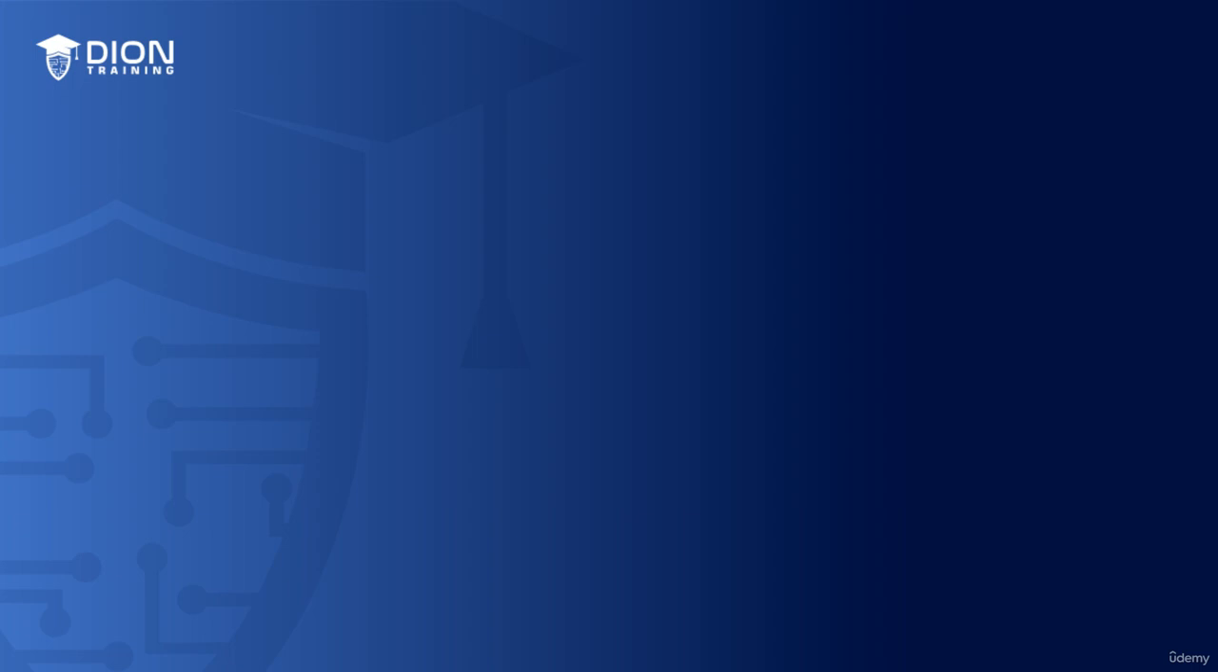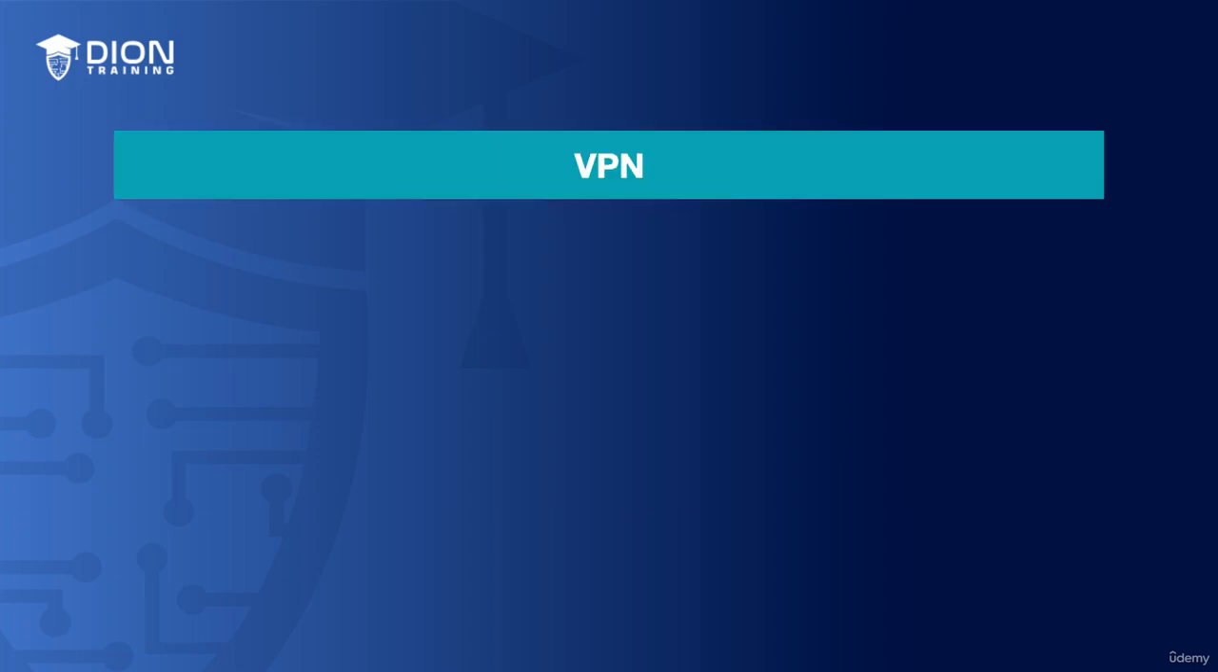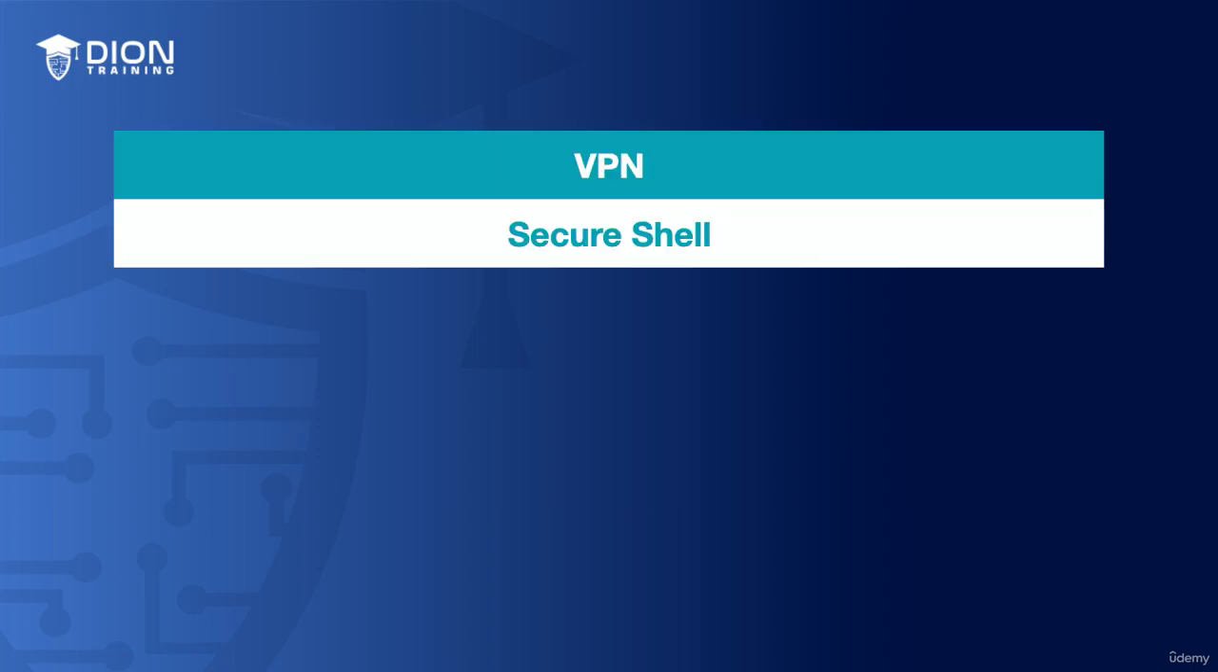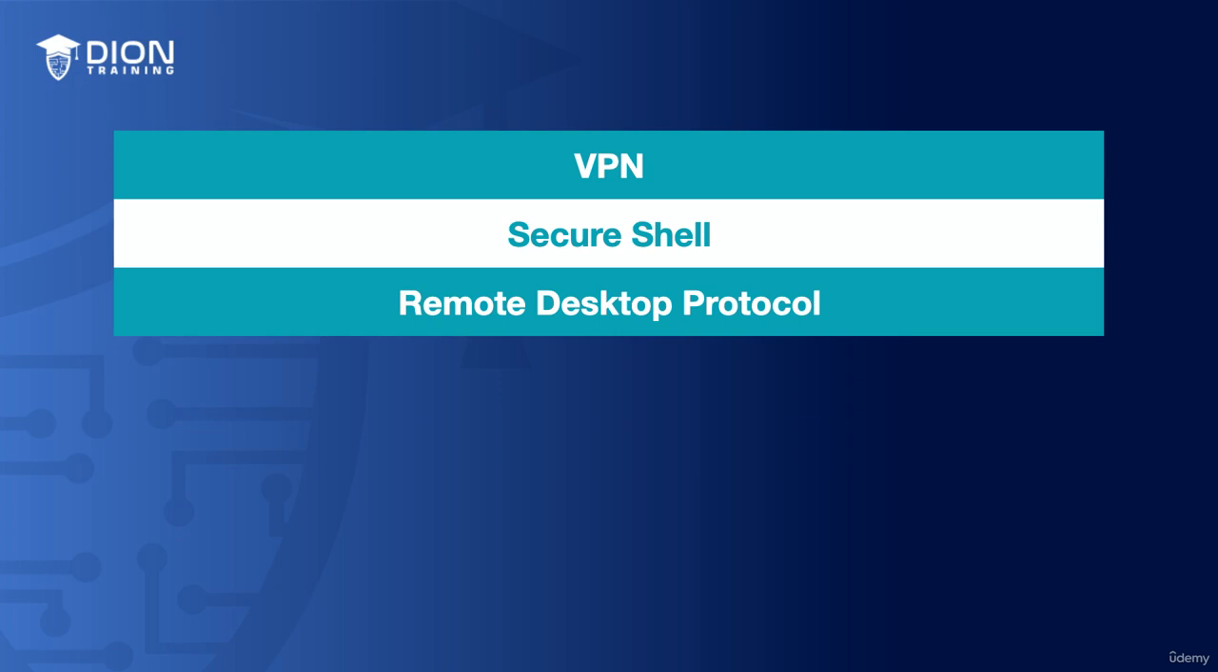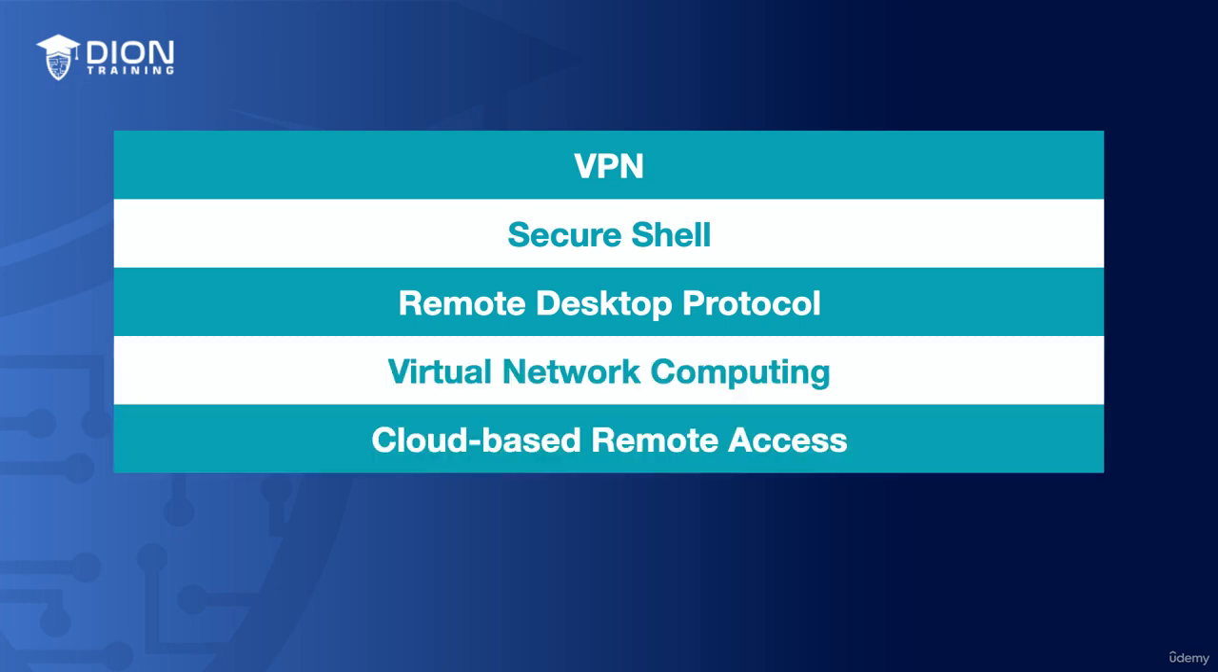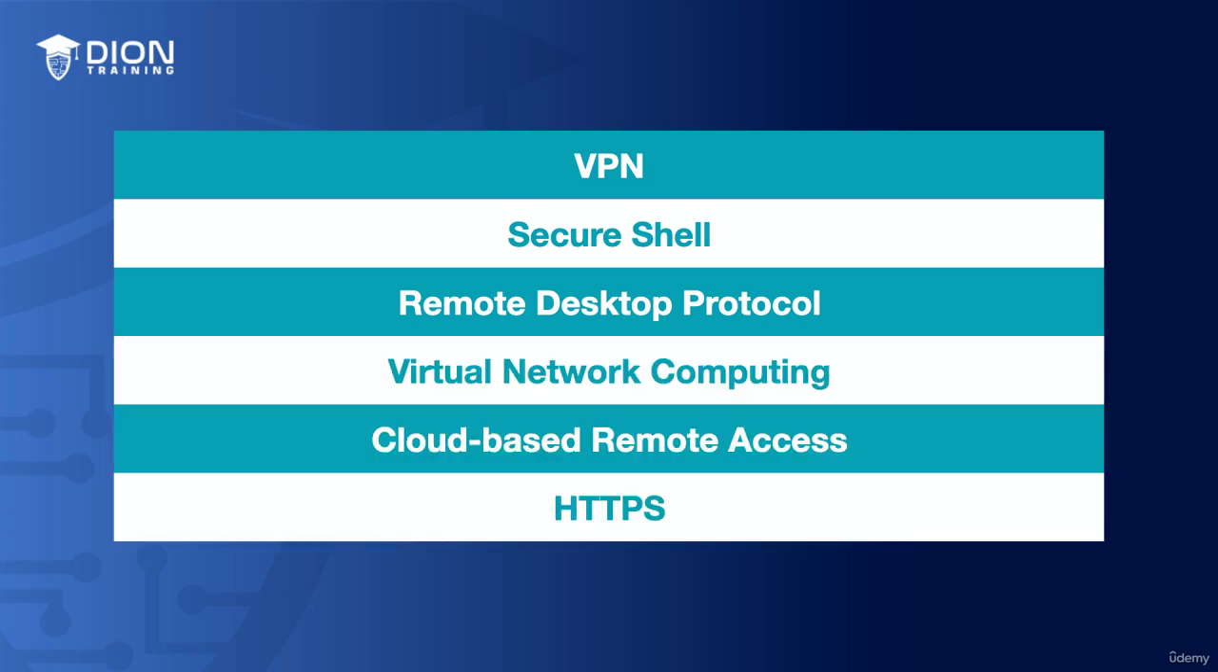So remember, when it comes to remote access types, there are many ways that an end user can connect back to the enterprise network or cloud-based resources, including the use of traditional VPNs, secure shell, remote desktop protocol, virtual network computing, cloud-based remote access, and access that relies on HTTPS.